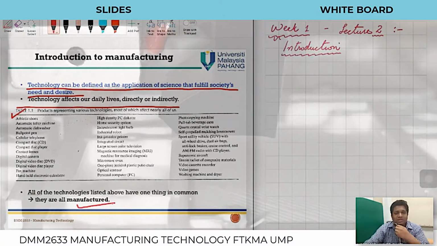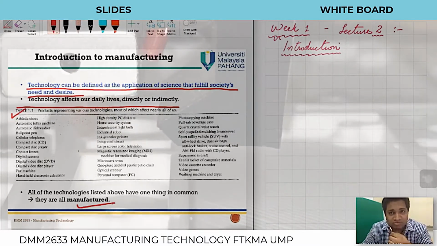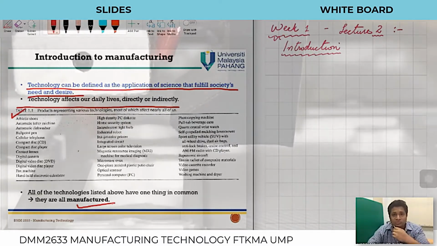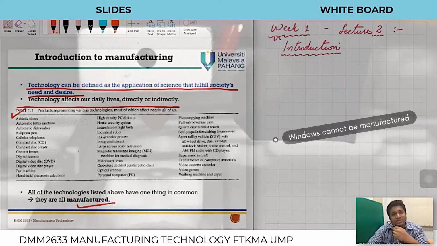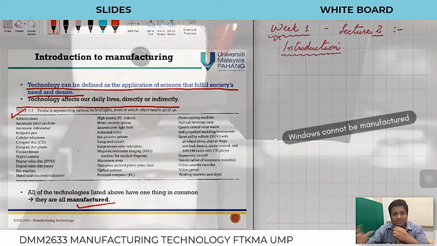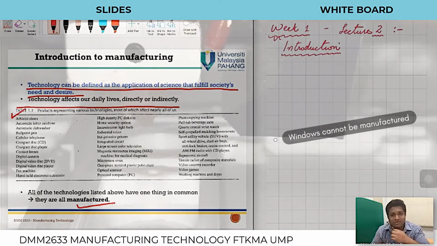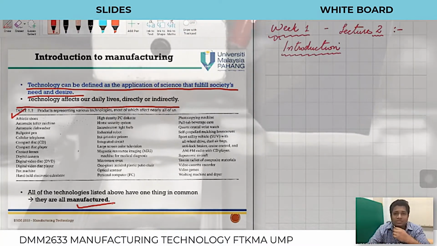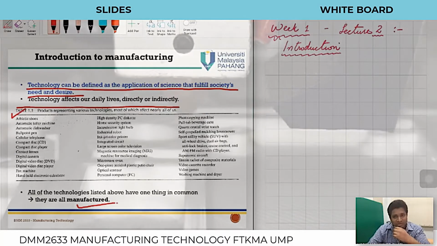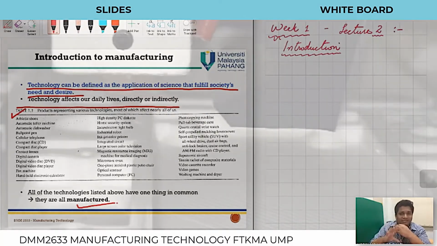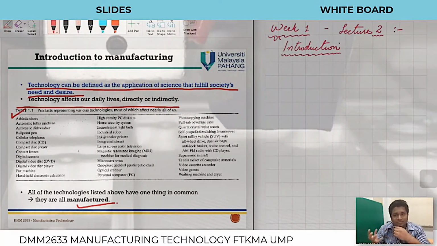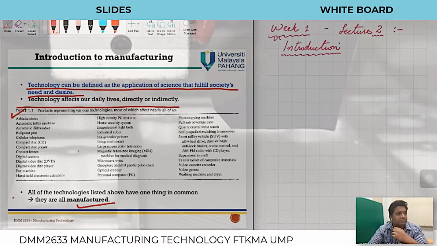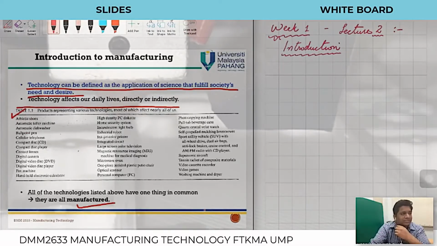So all of the technology listed above have one thing in common, that is they are all manufactured. There are technologies which cannot be manufactured, like Windows. Windows is a software and it is a technology, but you cannot physically create it. You cannot physically manufacture it, right? You have to go through the process of computer science and programming to create it. But physically creating something is called manufacturing. Okay, so let's move to a second slide.